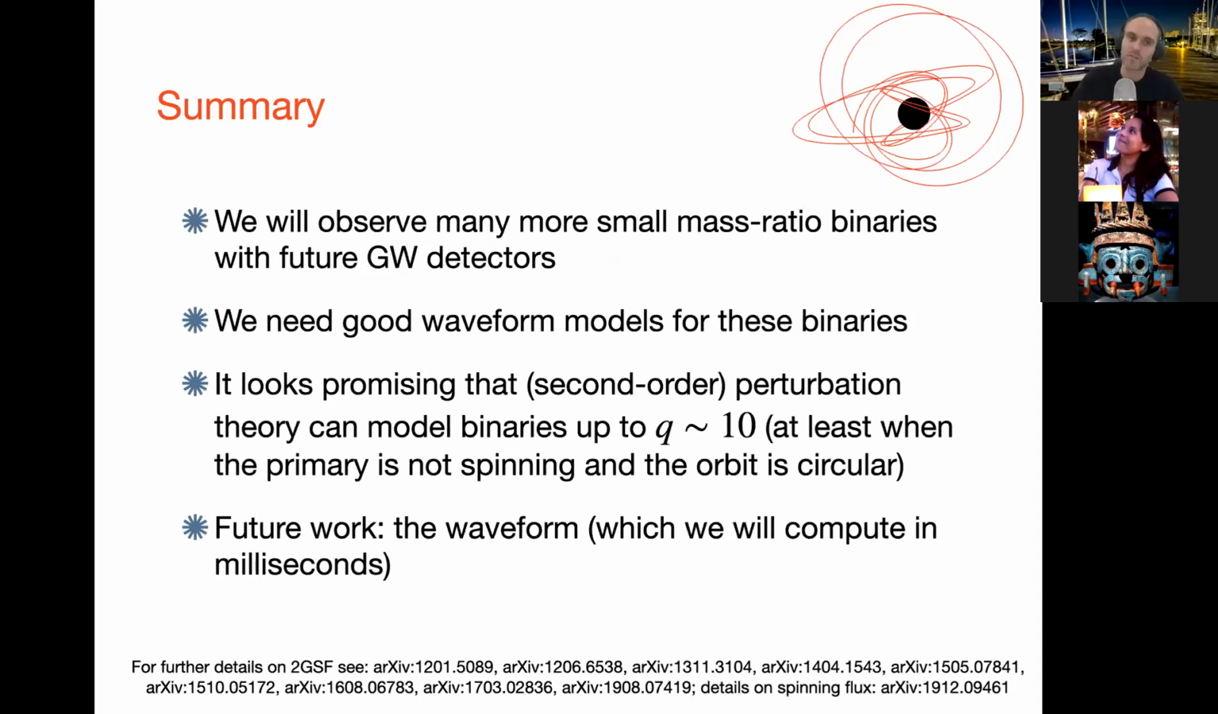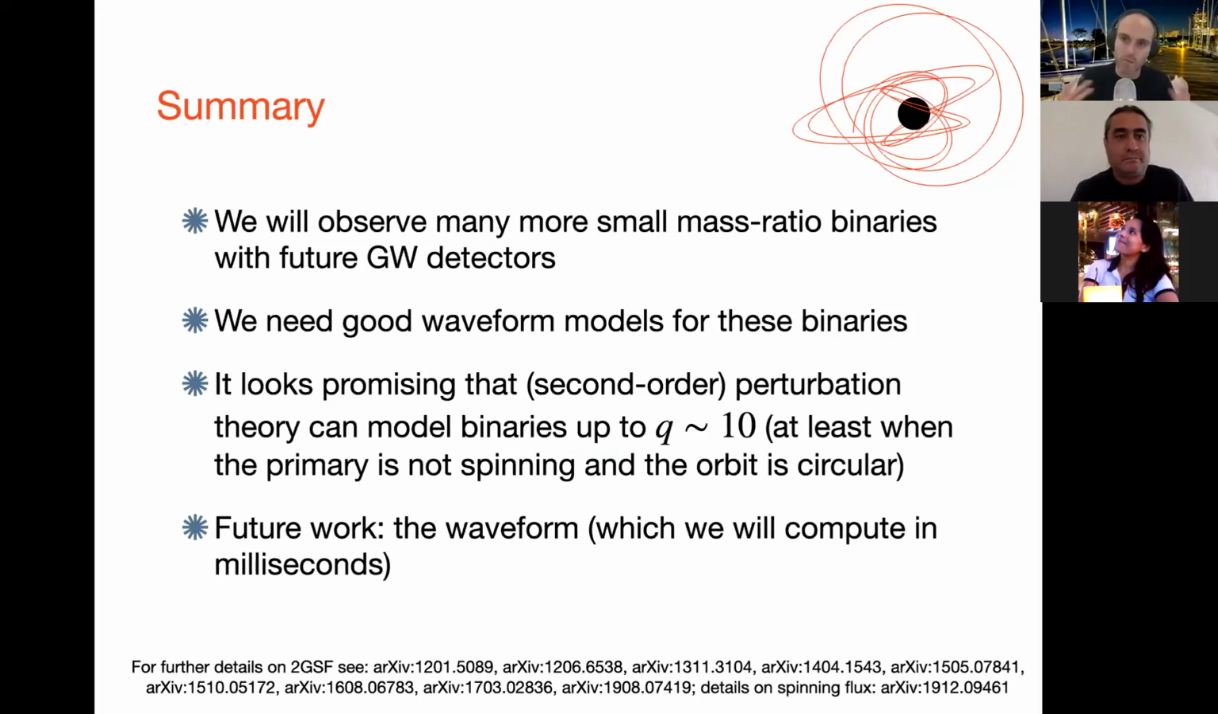Okay, then, so just to summarize, I started at the beginning by saying we do expect in the future to observe many more of these small mass ratio binaries, typically about 1 to 10, maybe 1 to 15 is the kind of thing you might be able to see with LIGO detectors. You're not going to see much more because you need a big primary and a small secondary. And as the primary gets bigger, the total mass of the system gets higher and the frequency drops out of the ground-based detector range.